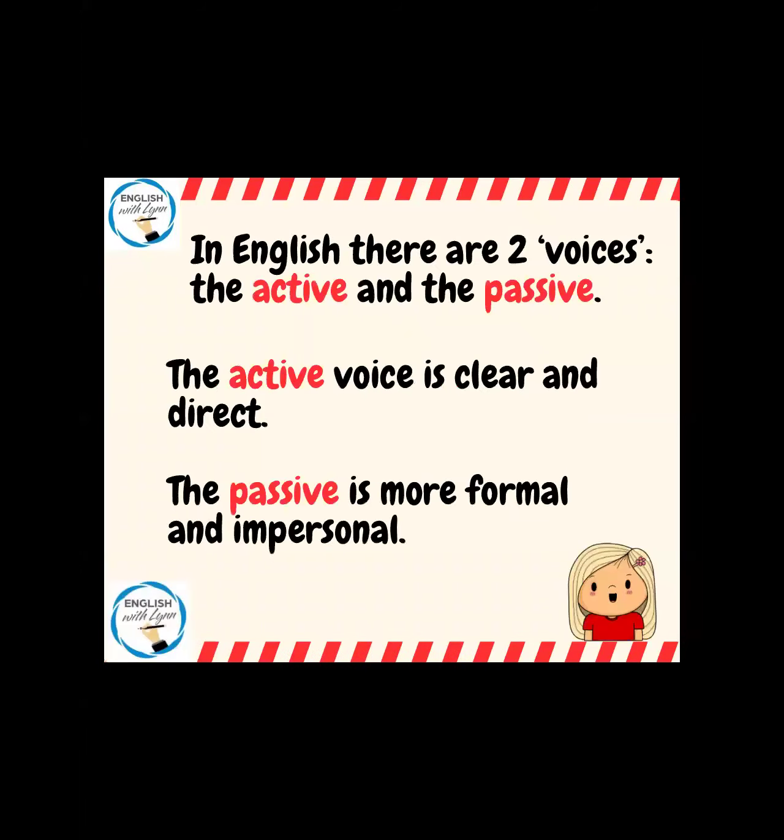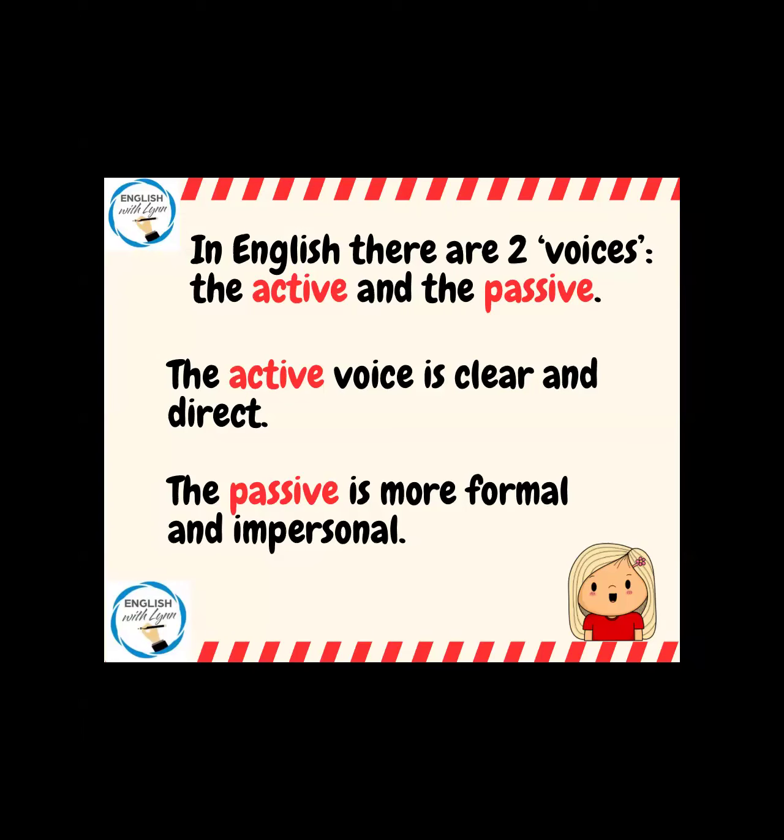So in English, we have two voices. You have the active voice and the passive voice. When we're talking about the active voice, it is clear and it is direct. When we're using the passive voice, we are looking at a more formal and impersonal style of writing. So, first of all, we will look at the active voice.